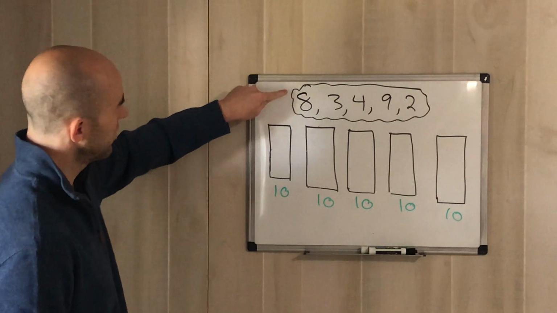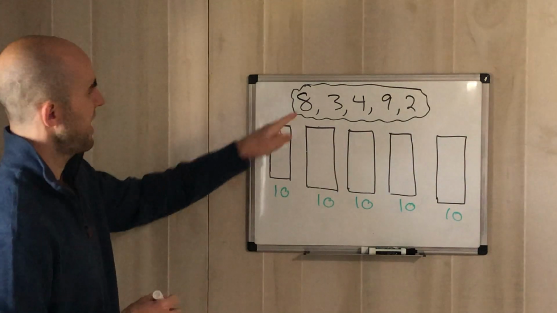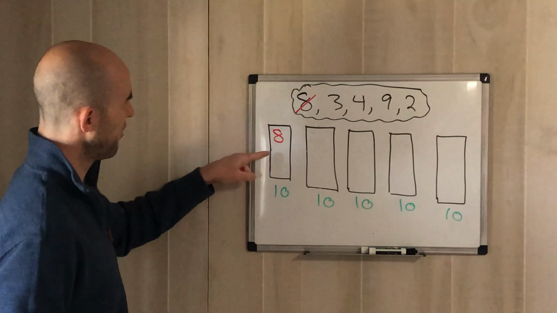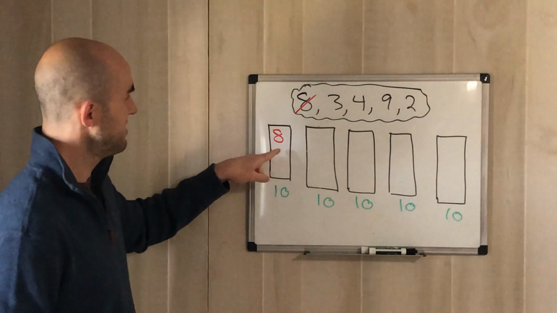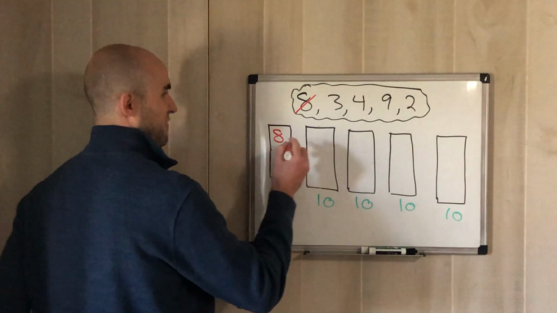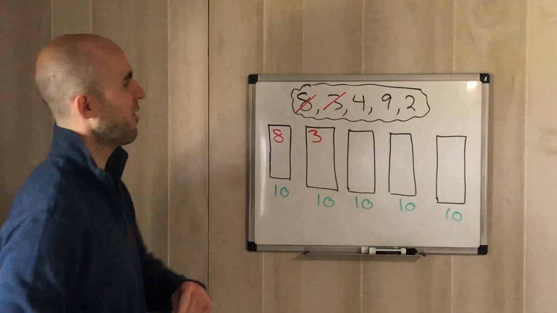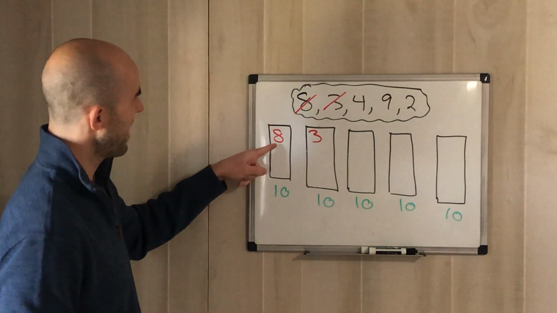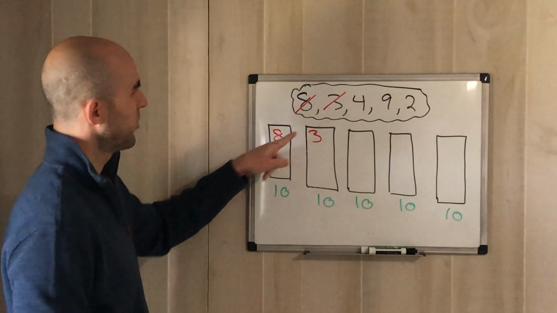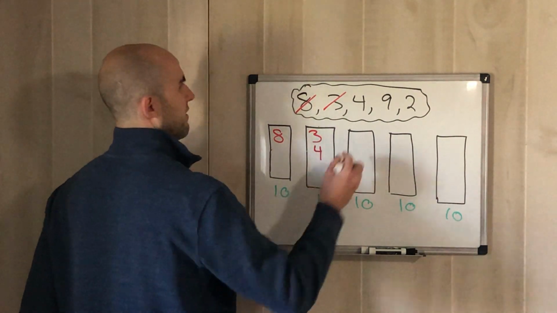First number is 8. We know that 8 is going to fit in the first one, just because the first one holds 10. 8 fits in there perfectly, right? We're done with that. Next number is 3. We know that 3 can't go in here because 8 plus 3 is 11. Can't hold more than 10. So if it doesn't fit in the first one, just put it in the second one, right? Next one, we have 4, right? 4 again. We know that 8 plus 4 is 12. We can't have more than 10, so it can't go in here. We know that 4 plus 3 is 7. It can fit. We can put 4 right there, right?